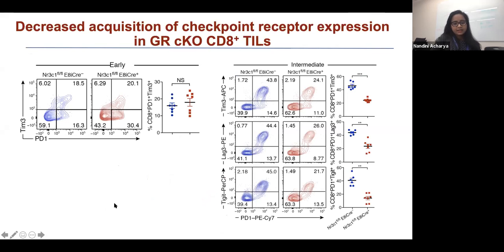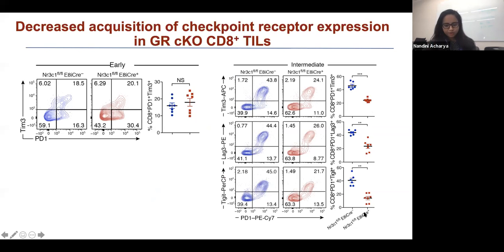And finally, we looked at the expression of checkpoint receptors. So although at an early time point, there wasn't a difference in the expression of TIM3 and PD1 between the wild type and knockout cells, we found that at an intermediate time point of analysis, there was a dramatic reduction in the expression of checkpoint receptors, all TIM3, LAG3 in the knockout mice.